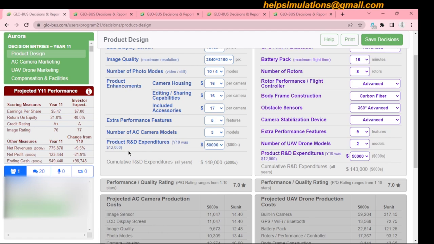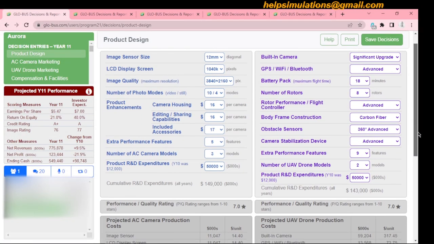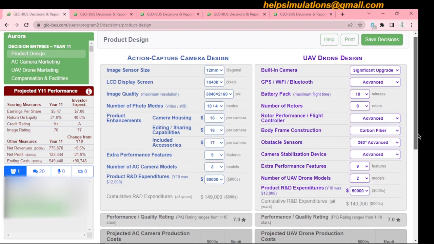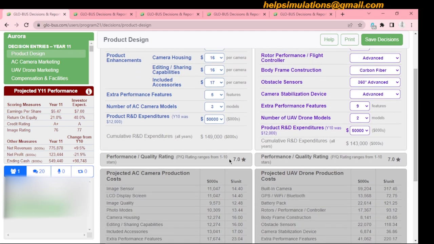So I also realized that under the product and R&D expenditure, I was lagging behind. That's why I've maxed up the product and R&D expenditures in all the regions, and I just want to catch up with the industry. So I'll max up the R&D expenditures before I make decisions. So the product enhancement decisions are always cheaper compared to other decisions like the image size, the LCD, and the image quality when you're trying to establish your PQ rating.